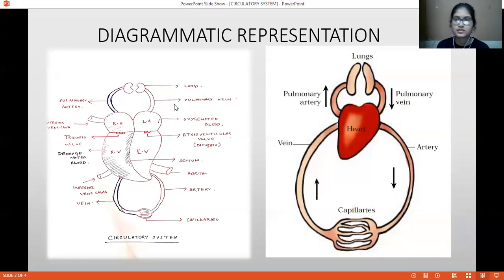Before discussing the circulatory system, I need to make you acquainted with all these terms written here. Pulmonary artery, pulmonary vein, vein and artery we have already discussed. So what are these things? This septum, atrioventricular valve, tricuspid valve. And the superior vena cava, inferior vena cava.